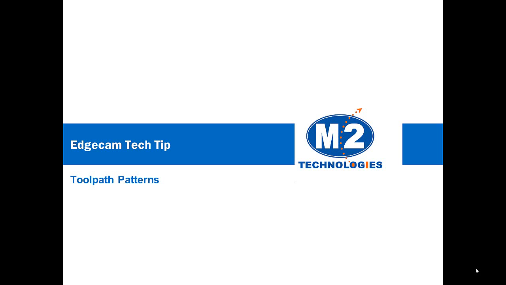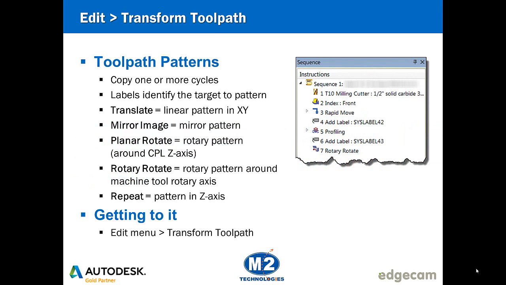Welcome to this tech tip showing how to create toolpath patterns using Edgecam. The toolpath patterning commands give the Edgecam user an easy way to create toolpath for a single geometric shape, then copy the original. This is different from copying a cycle, creating multiple identical cycles that are assigned to unique geometry.